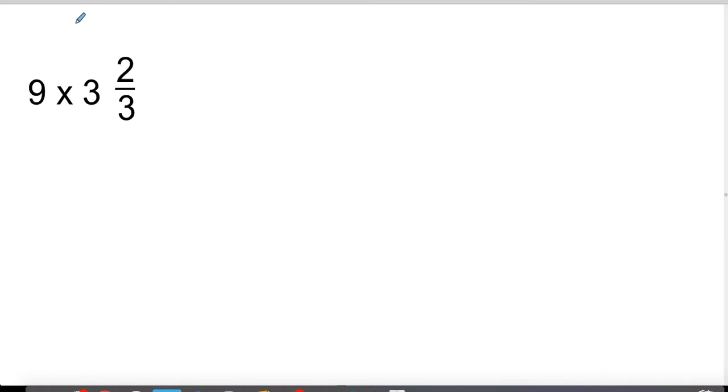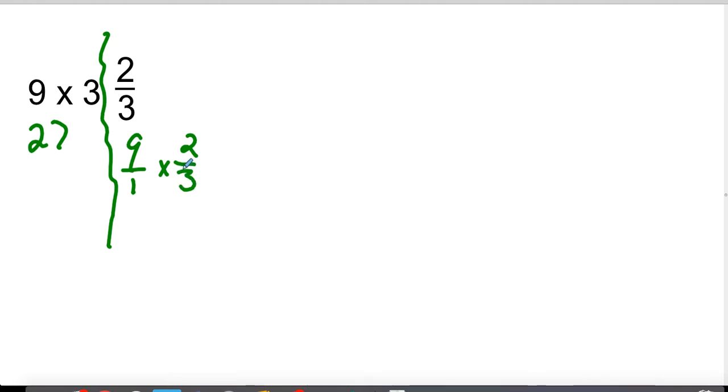Now in this next example, we have 9 times 3 2/3. So again, I'll be separating these, the whole number and my rational number by fraction over here with a little line. I know that 9 times 3 is 27. And then I'll also have to multiply 9 times 2/3. So again, I'm going to put that over 1.